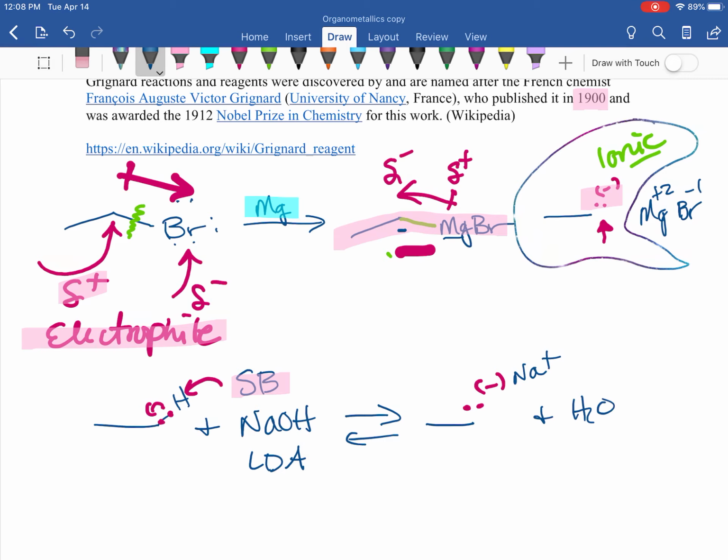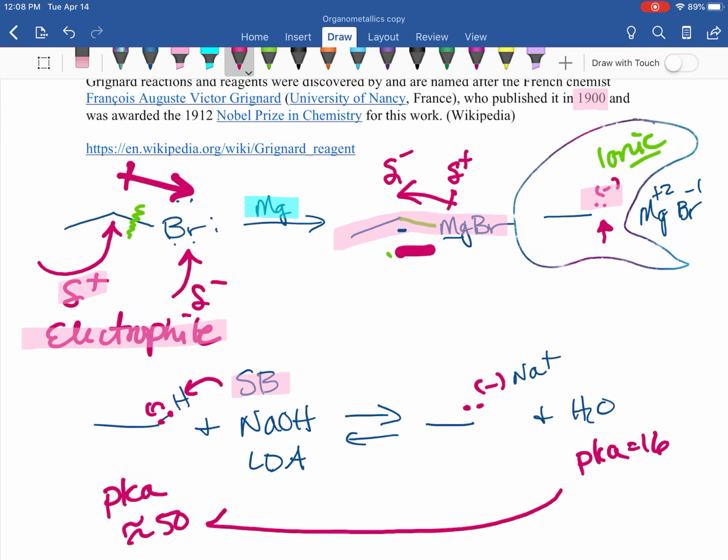Okay, let's look at how we evaluate that. How in the world would you evaluate your acid-base chemistry? You're going to compare pKa's. Compare the pKa of any kind of alkane. You are in the range of 50s to 60s in your pKa. And then what do you compare it to on the product side? Your pKa of water. 16.